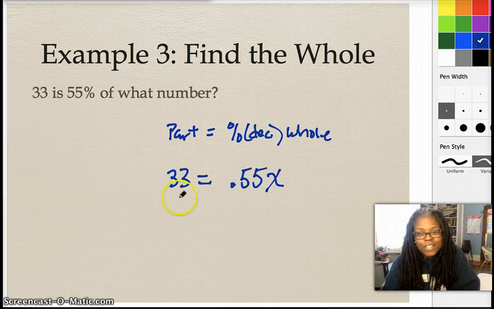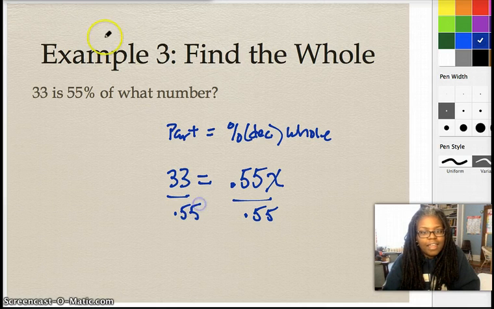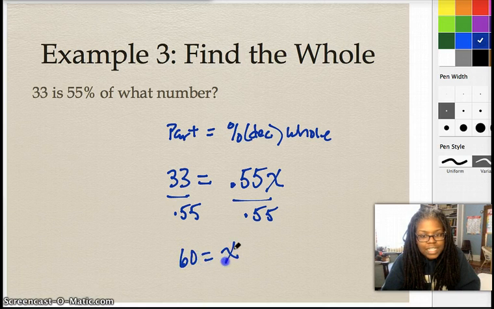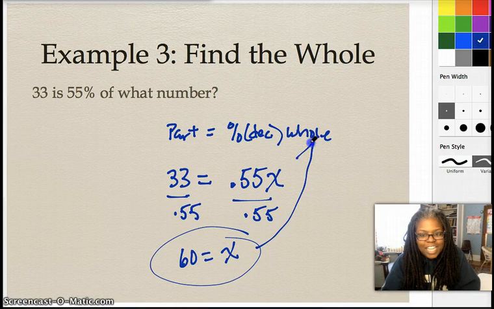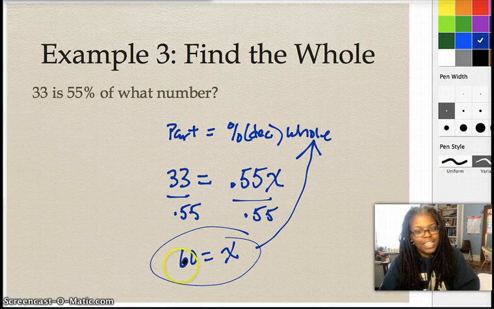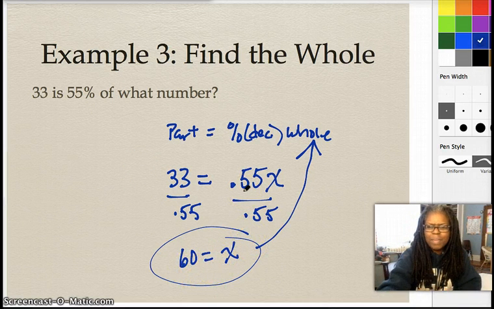You guys know how to solve this. We're going to divide both sides by 0.55. And when we do that, we get that x is equal to 60. And there's no change that needs to happen here like last time. So 33 is 55% of 60. And I think hopefully that made sense.